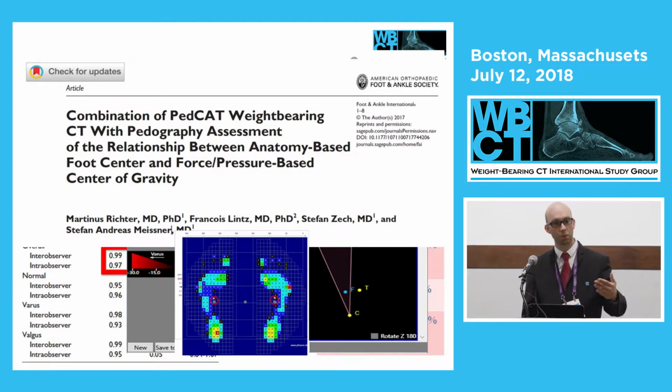And it's concurrent with past literature and what we knew about hindfoot alignment. We always knew that there was a slight valgus and that this was the norm.